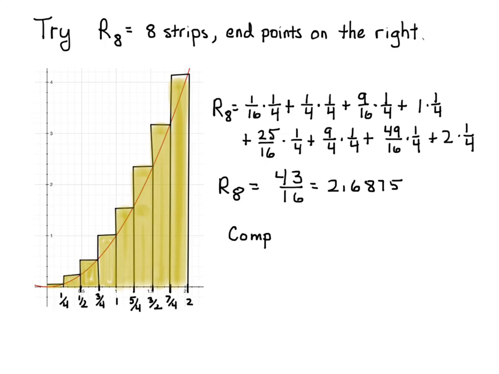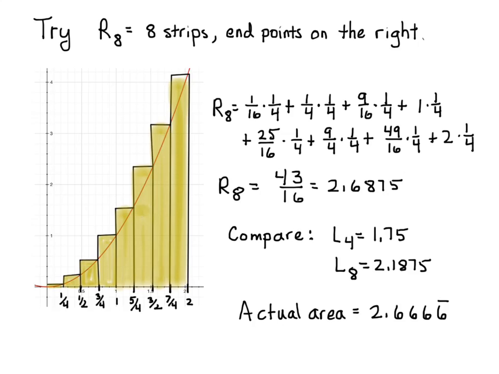And if I compare that to my left sums, L8 is lower, R8 is higher, because remember my actual area is 2.667. Now in this case, I may have made a computation mistake, because something tells me I'm more than 2/100ths over that. But nevertheless, it's taking the right-hand side of the interval as the height, and then we multiply it by the number of intervals.